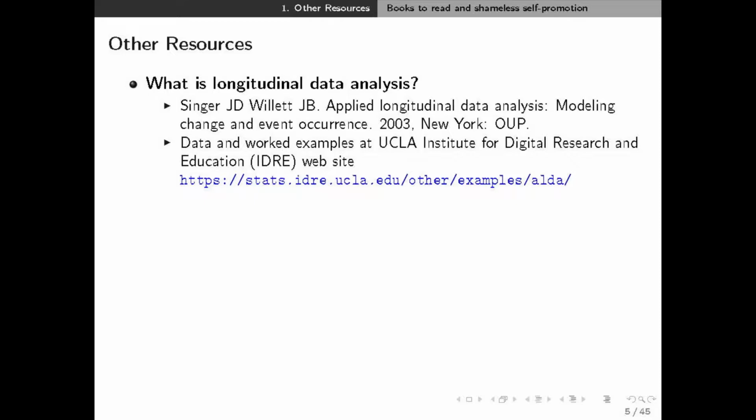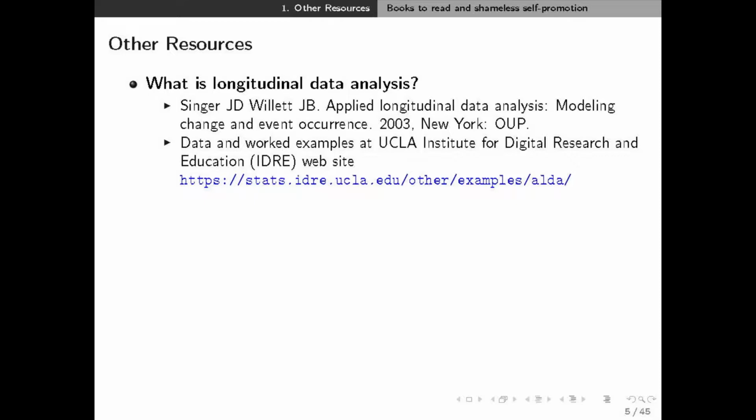My favorite book on longitudinal data analysis is called Applied Longitudinal Data Analysis, written by Judy Singer and John Willett. Great book. Taught me everything I need to know about doing longitudinal data analysis. Variety of different frameworks, variety of different types of outcome variables. Go out and get this book.